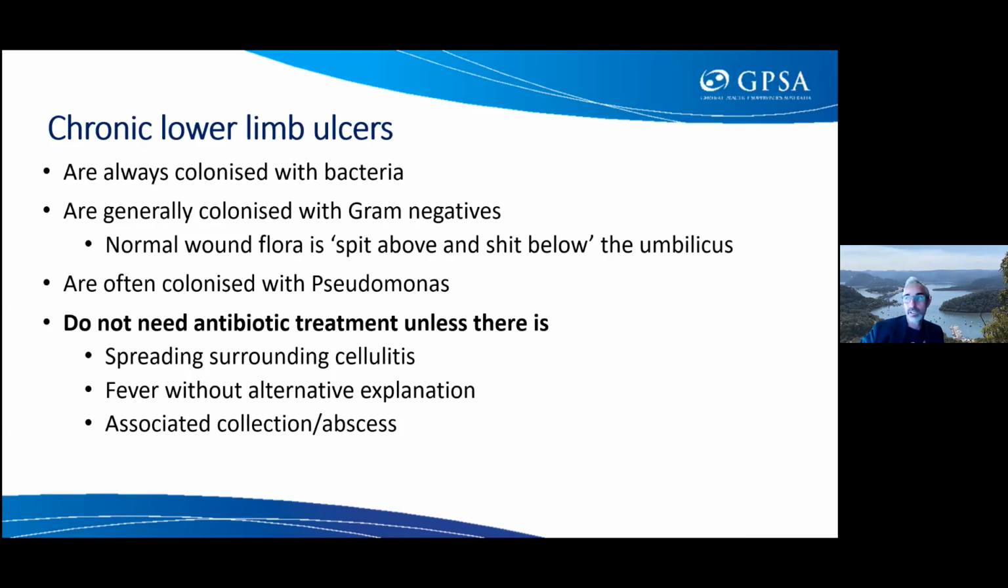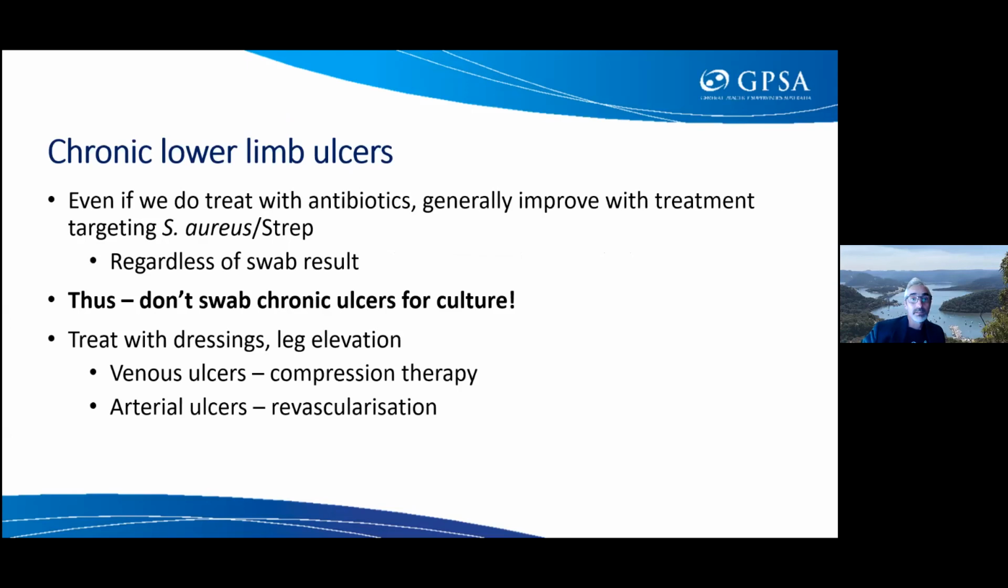So just because the ulcer looks a bit yucky and it's got bacteria on a swab does not merit treatment, because treatment doesn't do anything to the surface of the ulcer. Antibiotic treatment, I mean. And even if we do treat patients with antibiotics, they generally improve with treatment just targeting staph or strep, like Fluclox, for example, regardless of swab results. So I not infrequently would see a patient like this. They're sick, they've got spreading cellulitis, the swab has shown Pseudomonas, we treat them with Fluclox, they get better.